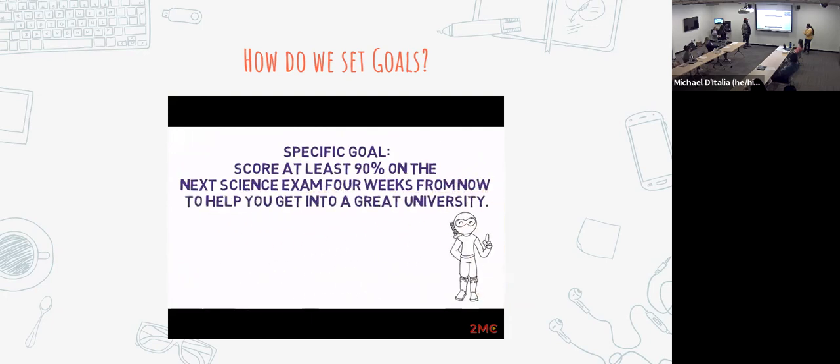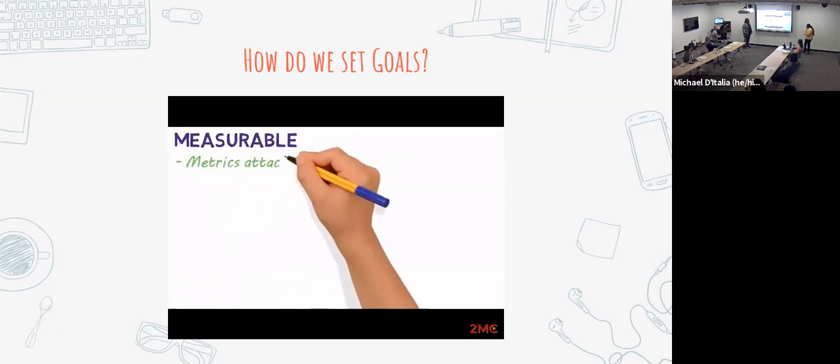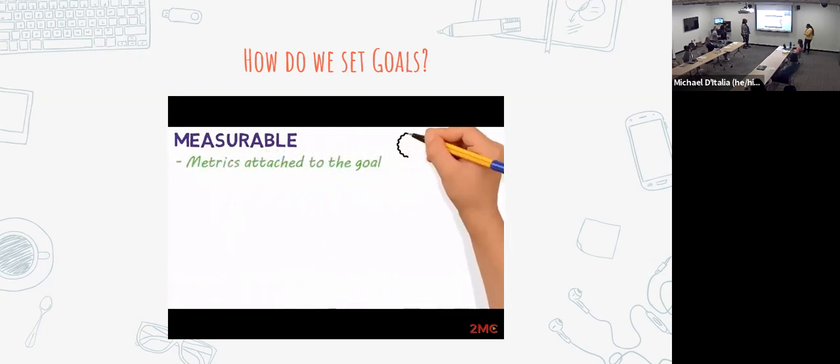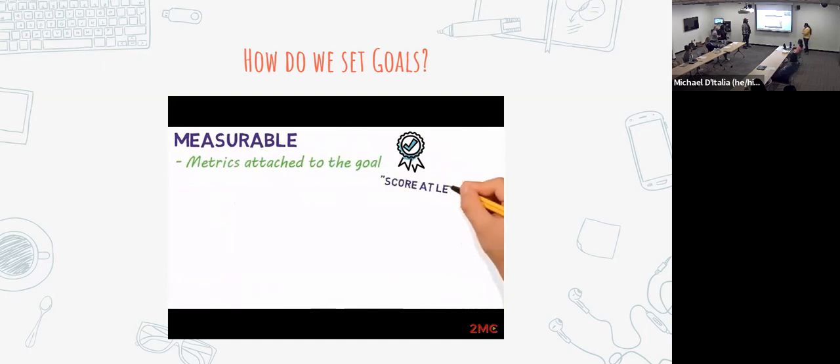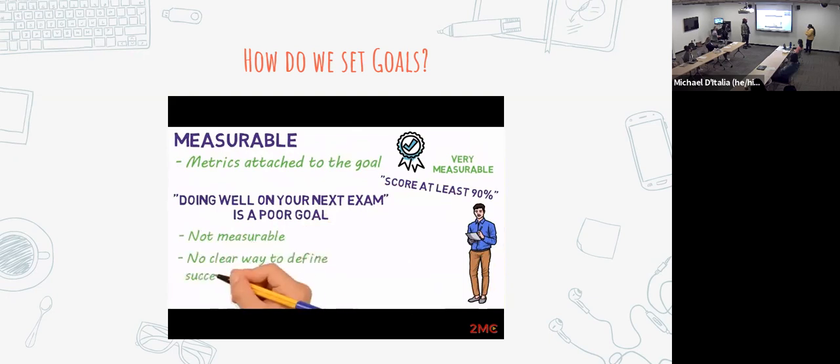This goal is great, but not enough. The next step is to make sure the goal is measurable. That means there are some measures attached to the goal that let you know whether you reach it or not. Looking back at our goal, it's for at least 90%. This is very measurable, and when you take the test and receive the score, you know whether or not you hit the goal. Doing well in exams is not measurable. There's no fair way to find success.